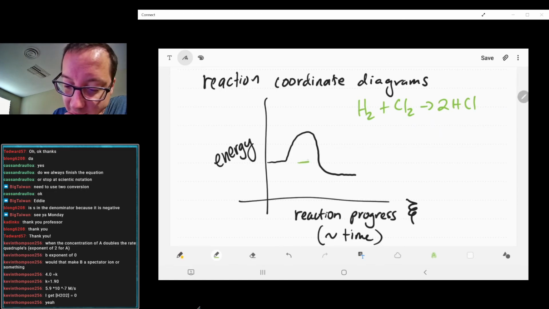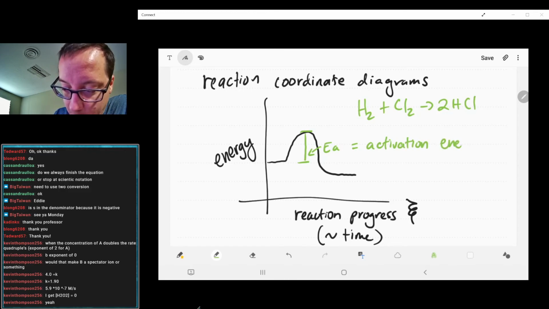So it turns out that this energy here is called the activation energy. This is the activation energy. That is the spark, as it were, that must be thrown in there to make this reaction happen. And so what happens in this reaction coordinate is we have our two molecules here.